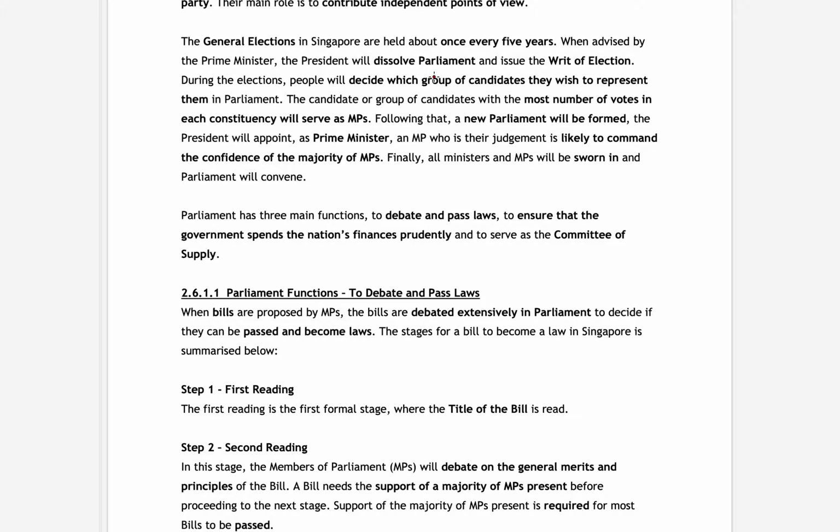Parliament has 3 main functions. First function we discussed already: debate and pass law. Second is to be overseers of the spending of finances, and third, to serve as the committee of supply.